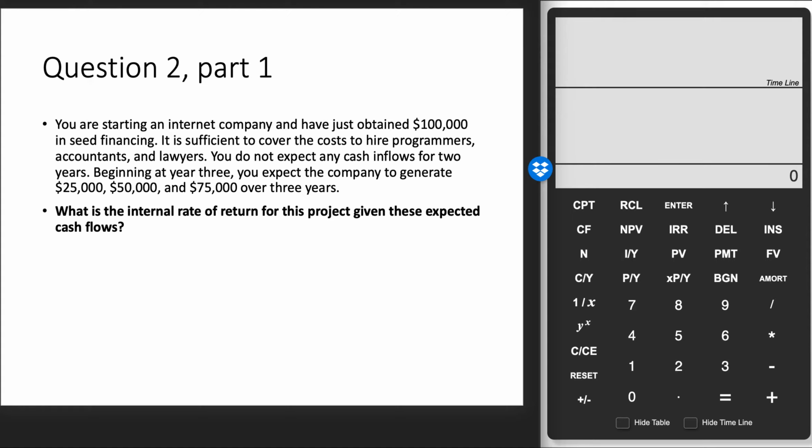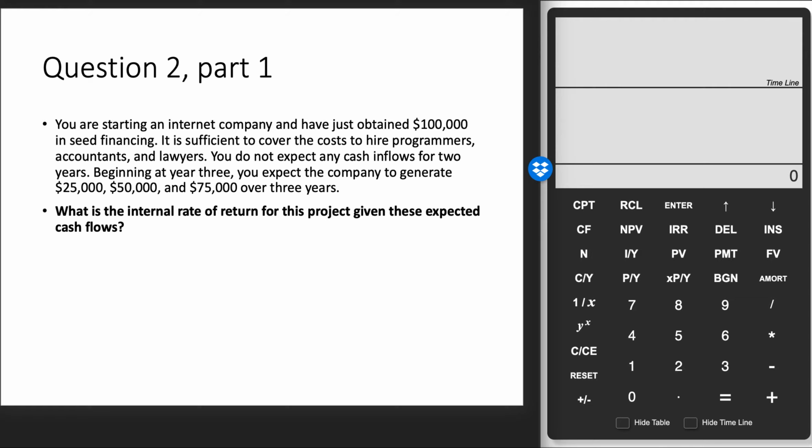All right, question 2. Let's say you're starting an internet company, and you've just obtained $100,000 in seed financing. And you expect that this $100,000 is sufficient to cover the cost to hire programmers, accountants, and lawyers, and other things that you need in order to get the business going. You don't expect any cash flows for 2 years. It's going to take you 2 years to start generating cash flows.